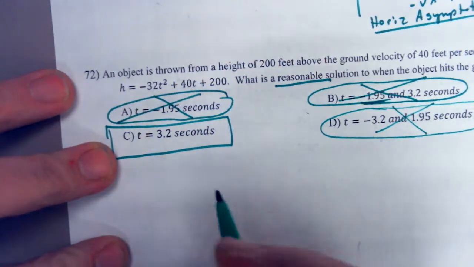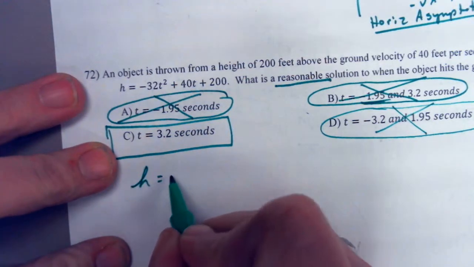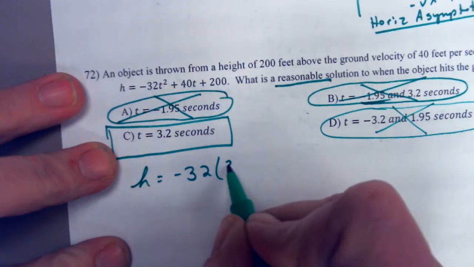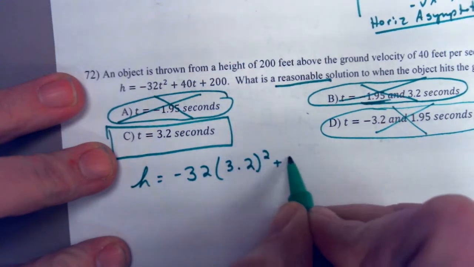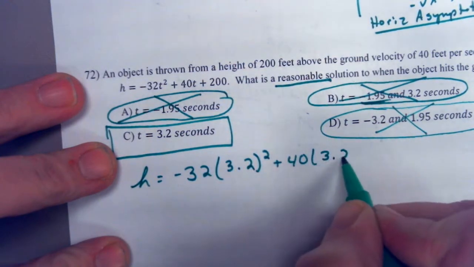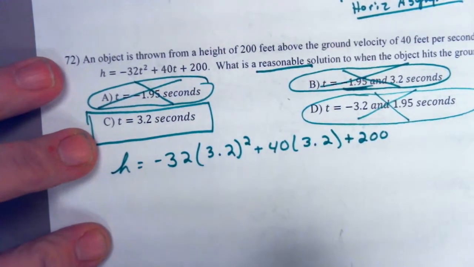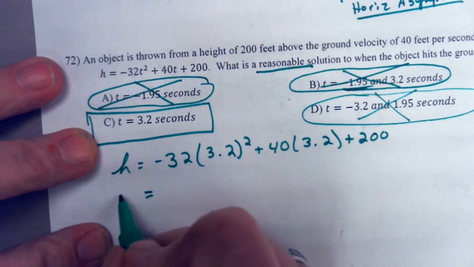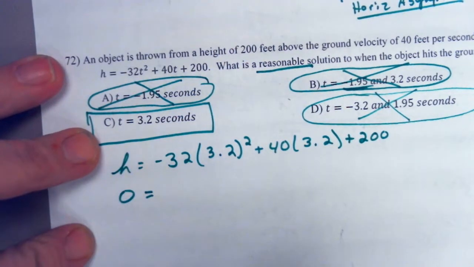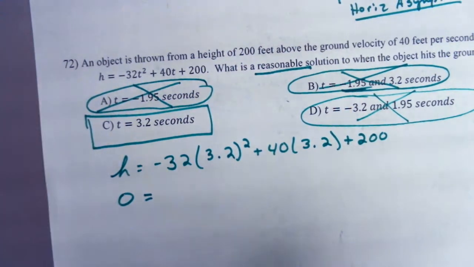Now, if you wanted to check that to make sure, you could go h equals negative 32 times 3.2 squared plus 40 times 3.2 plus 200. You could go through and actually calculate that out to make sure it equals 0. And have fun with that.